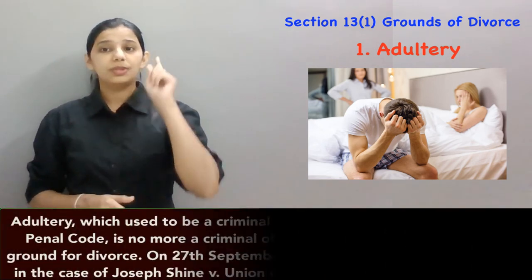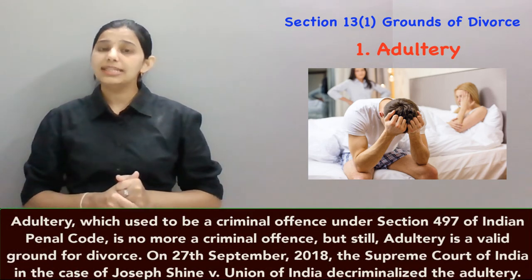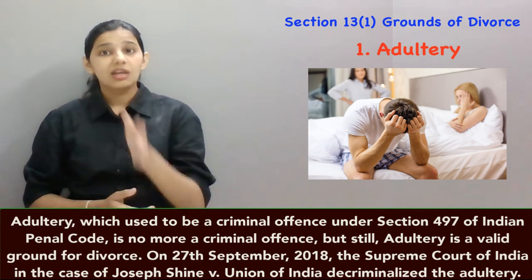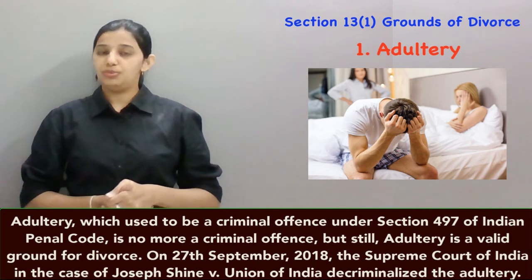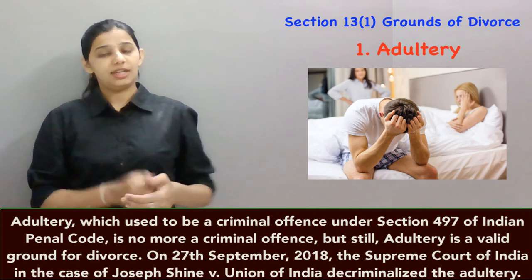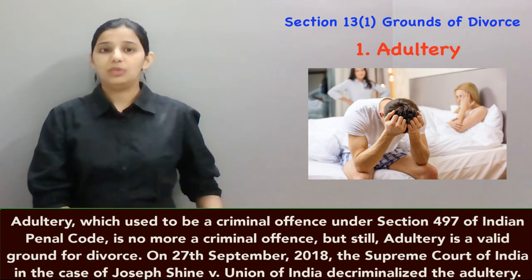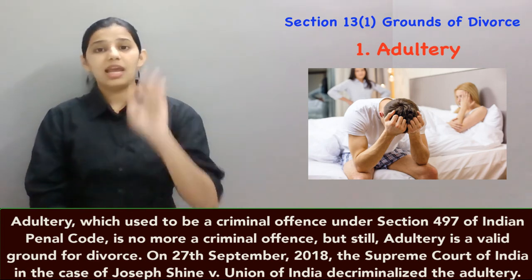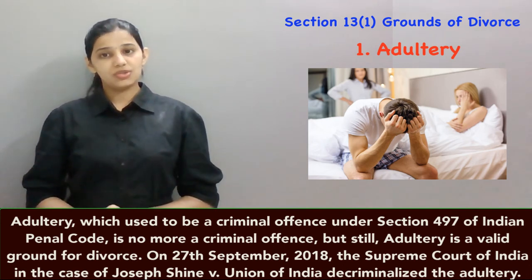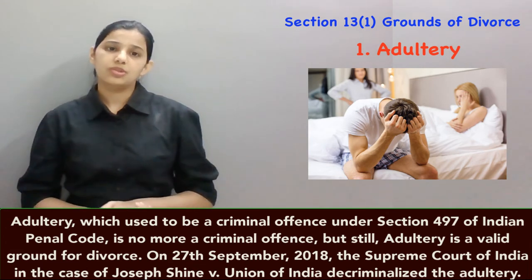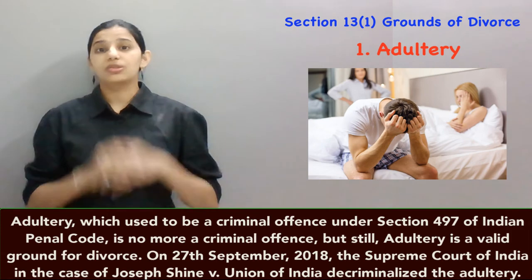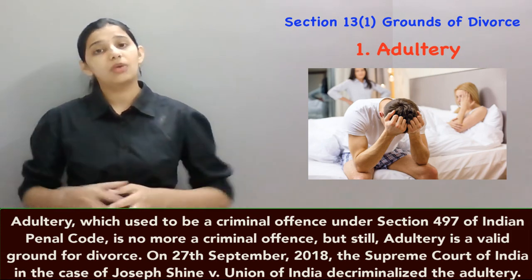Adultery, which used to be a criminal offence under Section 497 of the Indian Penal Code, is no more a criminal offence, but still adultery is a valid ground for divorce. On 27th September 2018, the Supreme Court of India, in the case of Joseph Shine versus Union of India, decriminalized adultery. Adultery within the ambit of matrimonial relationships has always been a ground for divorce. A divorce petition can be filed by the aggrieved spouse in the court of law to obtain a decree of divorce on the grounds of adultery.